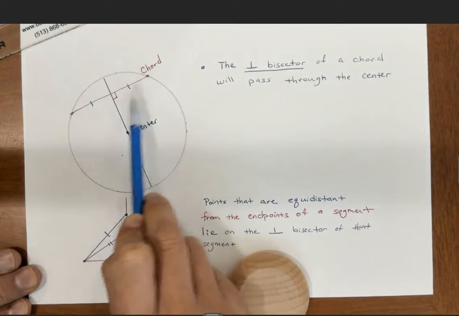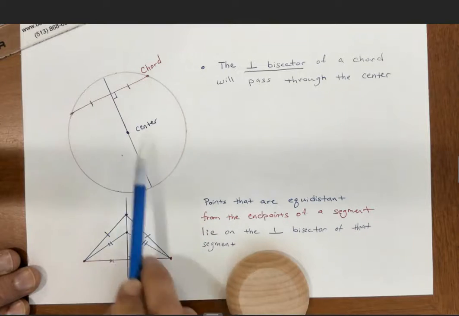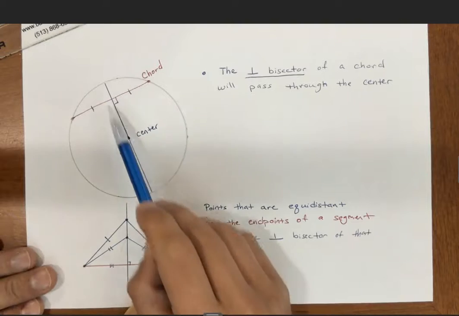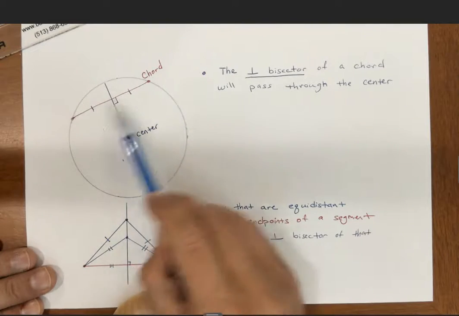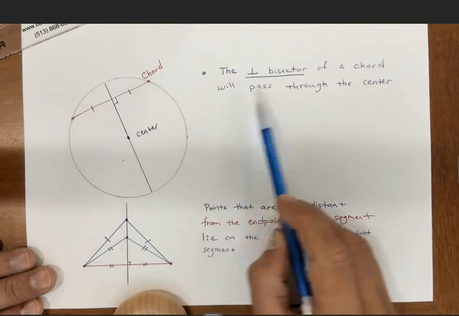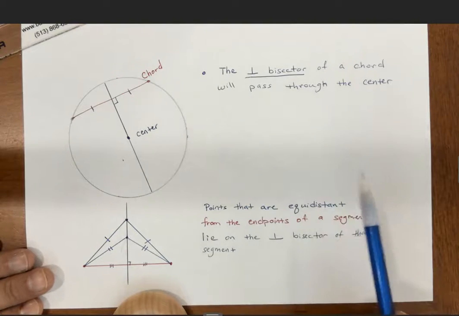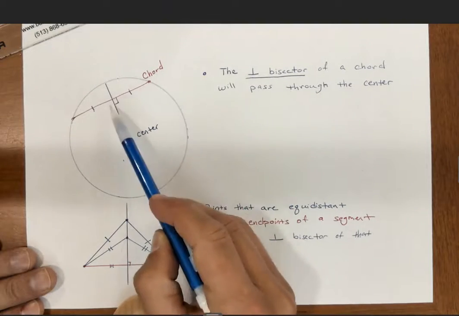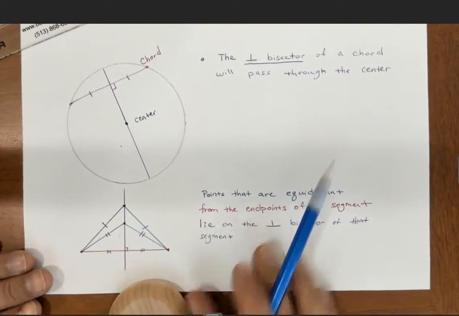If you remember, a segment whose endpoints lie on a circle is called a chord. You would have learned this theorem that a radius or a diameter, something coming from the center, if it's perpendicular to that chord, then it bisects the chord. So in essence, the perpendicular bisector of a chord is going to pass through the center. That's the bottom line for us. If we have a perpendicular bisector, it's going to go through the center. That's a key fact to explain why this is going to work.